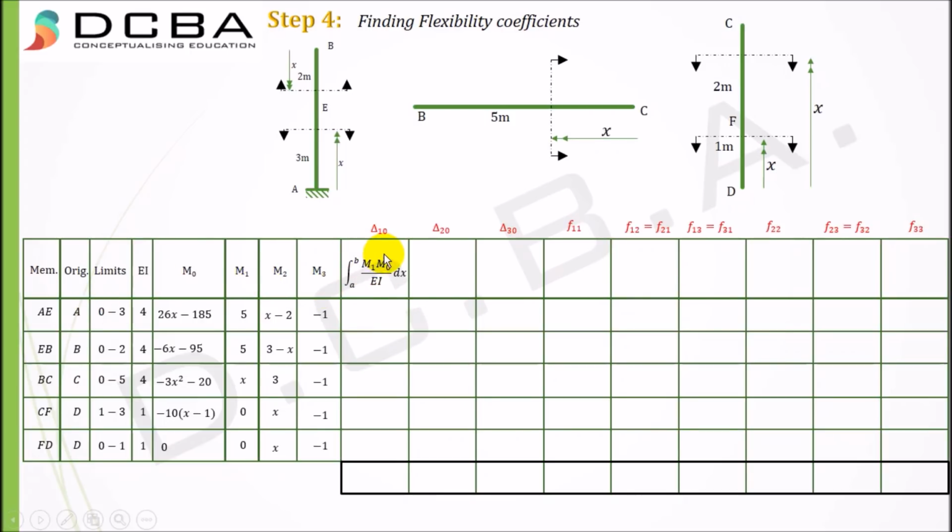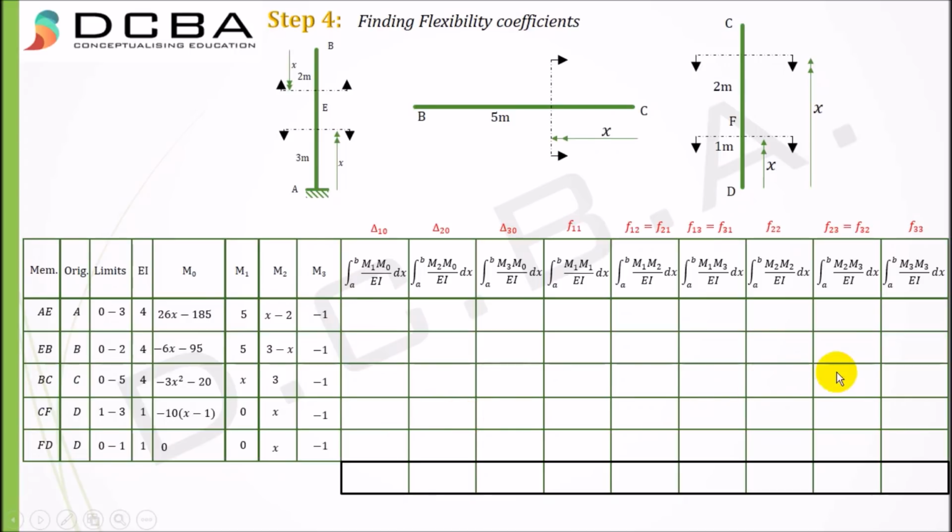Delta 10 is given as m1 m0, delta 20 is m2 m0, delta 30 is m3 m0, f11 is m1 m1, f12 is m1 m2, f13 is m1 m3, f22 is m2 m2, f23 is m2 m3, f33 is m3 m3. Now you simply have to multiply it as it is, like m1 into m0 divided by the respective EI, that is 4, dividing it by 4 and putting the integration limits from 0 to 3.